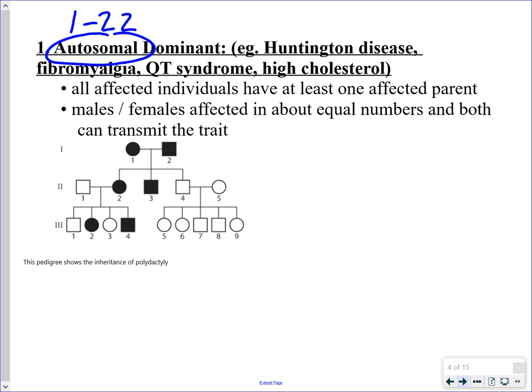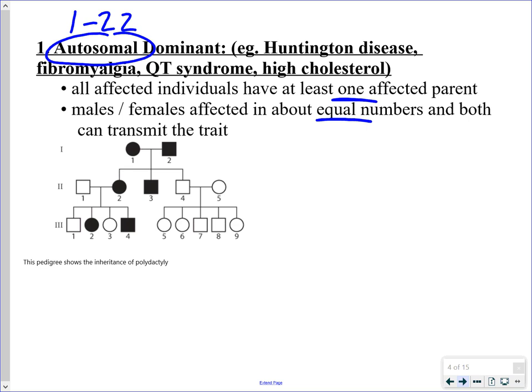And if it's dominant, that means that individuals only have to have one copy in order to have this particular condition. I give you some examples here of some human conditions that are in fact autosomal dominant. The individuals that are affected have to have at least one affected parent. There is no real difference between the number of males and females that are affected.